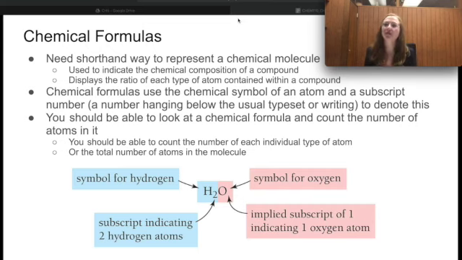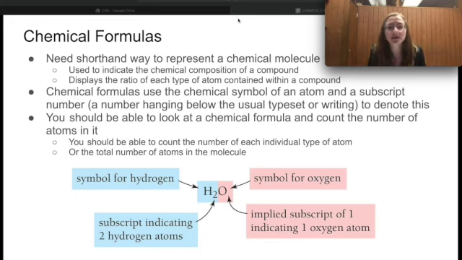So when we're thinking about the law of constant composition, we're using chemical formulas to display that law of constant composition. Your chemical formula shows you the ratio of each type of atom contained within a compound. So it's going to show you what type of atoms there are and how many there are. And then we can compare those to see how many there are compared to other kinds.